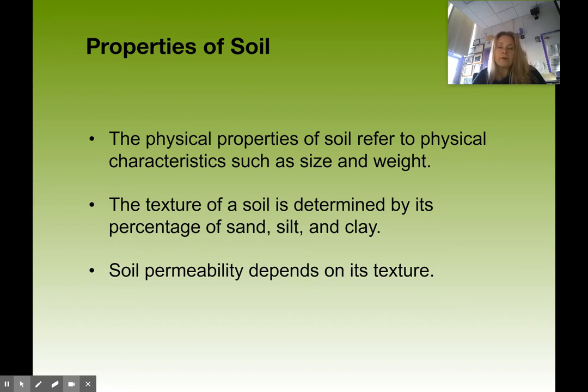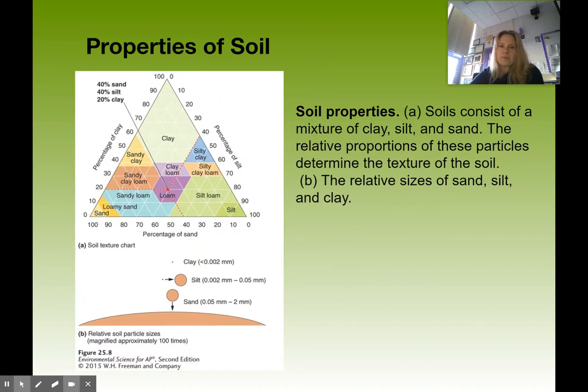And then permeability, you use the filter to do that. So how permeable is it? How fast does water move through it? And that depends on the texture. Clay is not going to move very fast. Sand will move very fast.